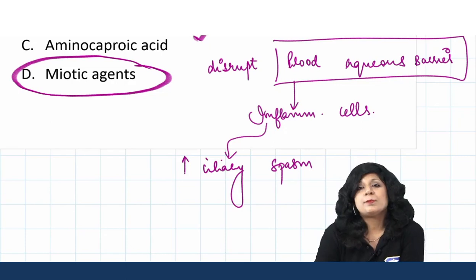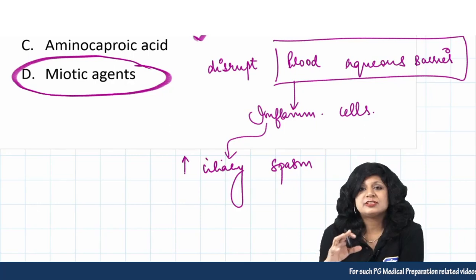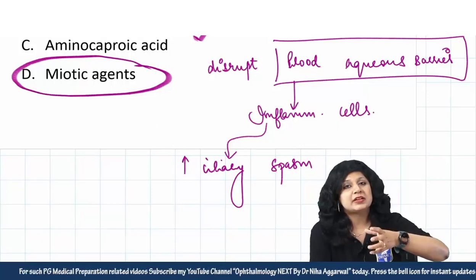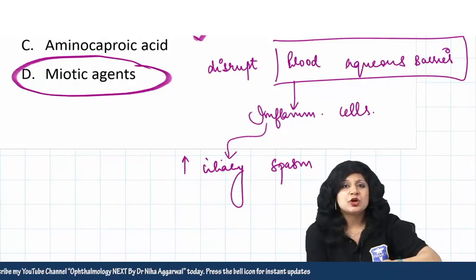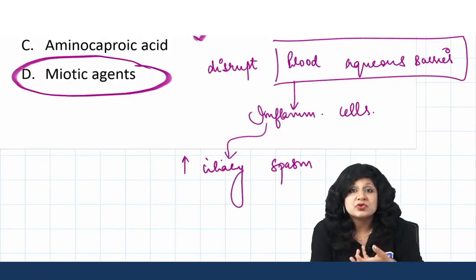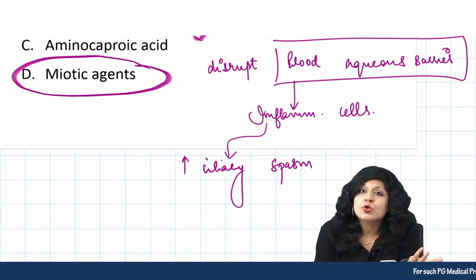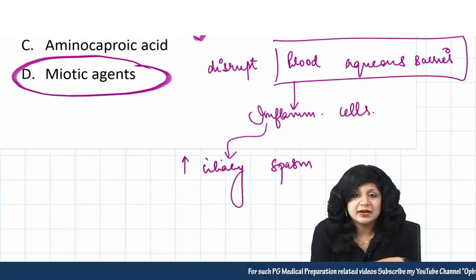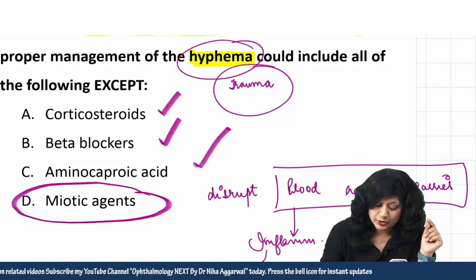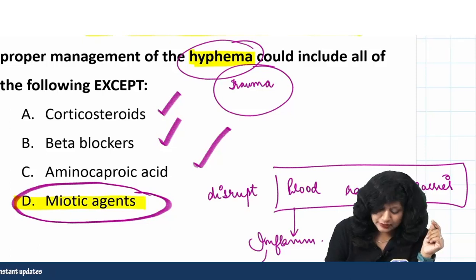That was a secondary open angle glaucoma, because if you remember, the more inflammatory cells that are released secondary to the trauma, these inflammatory cells will block the trabecular meshwork and exaggerate the secondary open angle glaucoma. So if I am giving the miotics, that is actually precipitating it. Now I am disrupting the barrier so that even more inflammatory cells can go, and the patient will have more glaucoma, more rise in IOP as well as more pain. So I think the answer is very clear: you could include the following drugs in the proper management of the hyphema except the miotic agent, so you don't have to give the miotic agent.